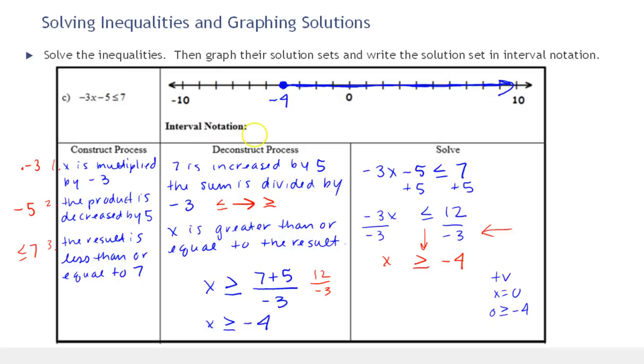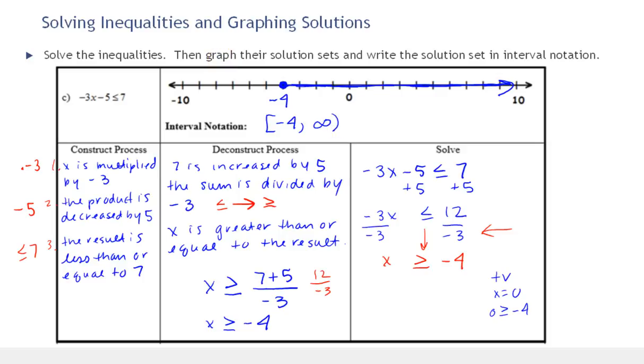Now to write the interval notation, start with the leftmost value, which in this case is -4. It includes -4, so I use a bracket. The rightmost value, well, this arrow means it continues on forever, so there isn't a rightmost value, so we're going to write infinity, and we always put infinity in a parenthesis.